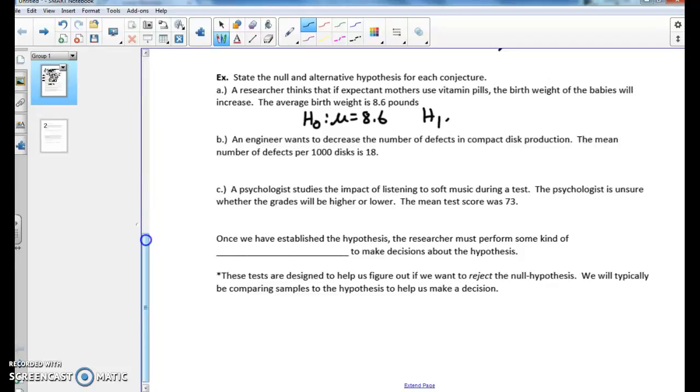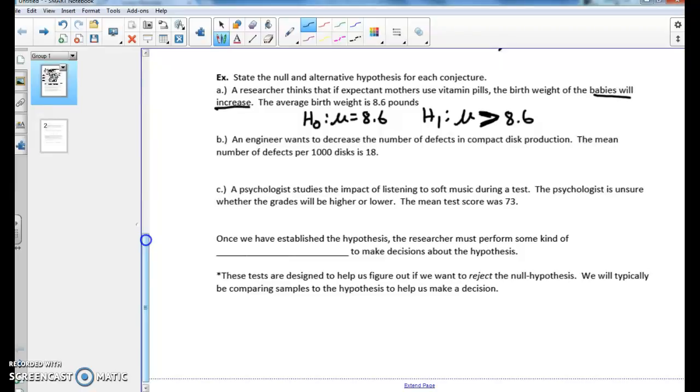Now let's identify the alternative hypothesis. Is it going to be less than, or greater than, or either? In this particular case, it doesn't specify less than. We are only looking at if the birth weight will increase. So we want mu greater than 8.6, because we're looking for an increase.